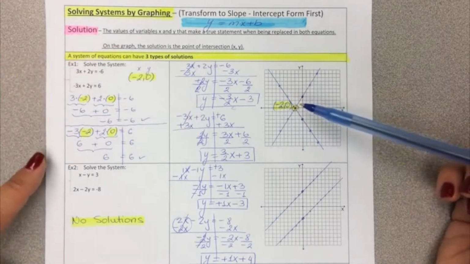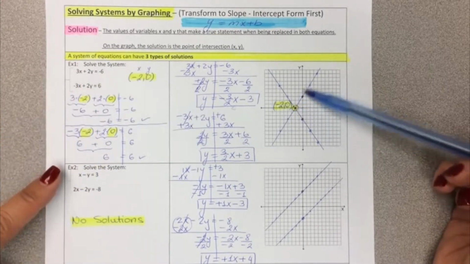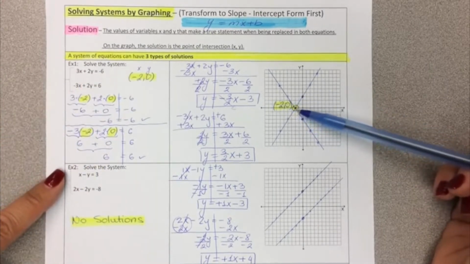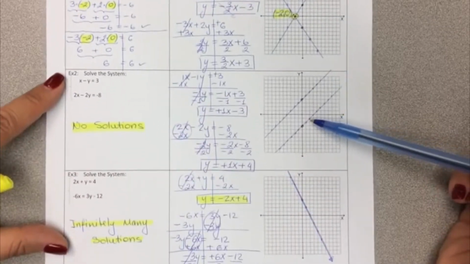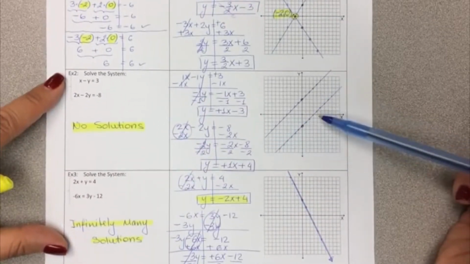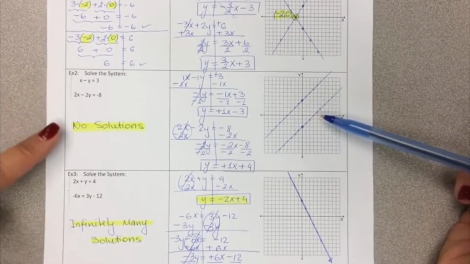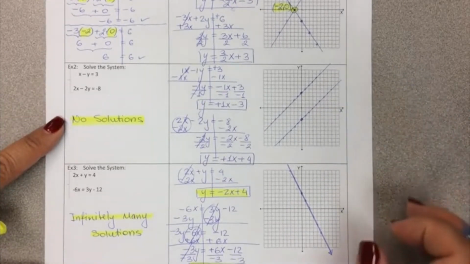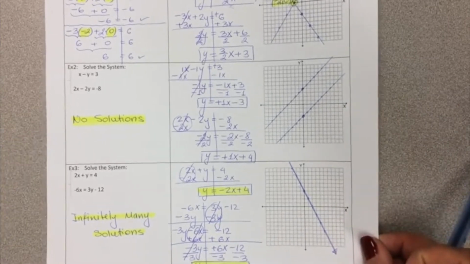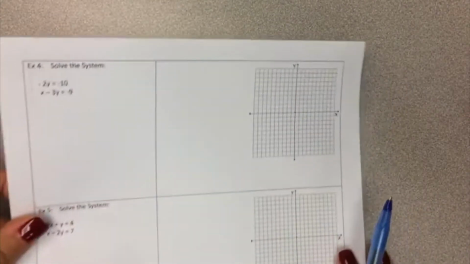So there are three possible types of solutions. If two lines cross, they will always cross in one point only. If you have parallel lines, the parallel lines will never cross. There will be no solution. And for overlapping lines, we have infinitely many solutions. So we'll look at a few more examples that have some details that I'd like to point out.